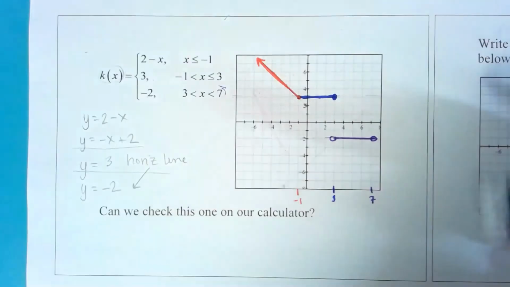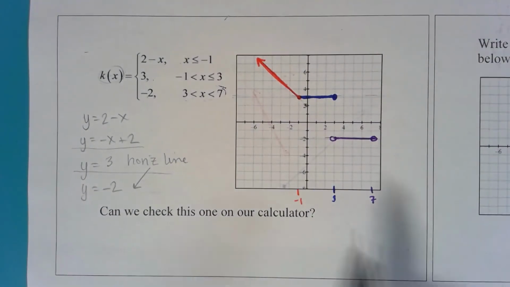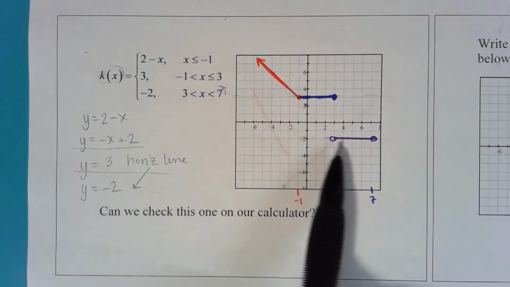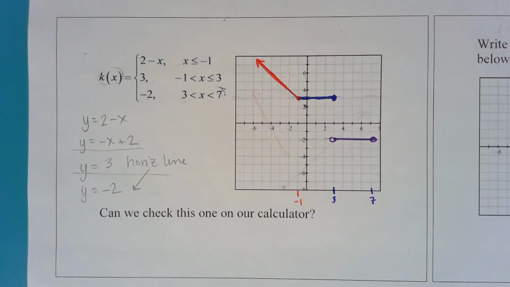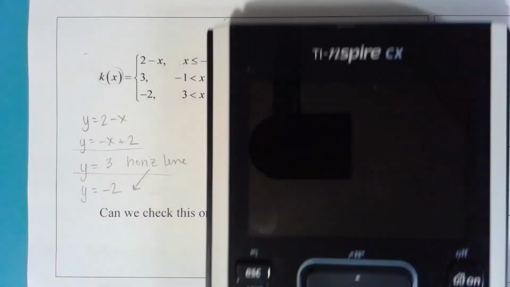So this is a piecewise function. It had 3 pieces. 2 of them happened to connect. The third one didn't, and that is okay. All right. Can we check that on our calculator? Sure. We know with the 84, we would just then keep typing in something else.